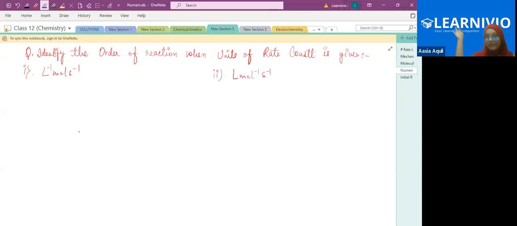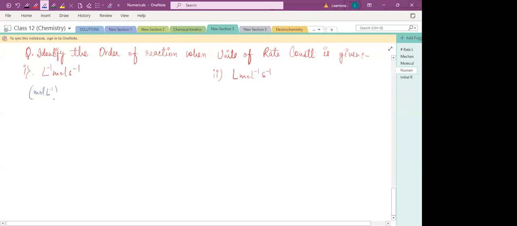Because rate is nothing, it's the change in concentration with respect to time, right? And the concentration unit is mole per liter, and with respect to time, it's second. So that's why mole per liter per second. What is the unit of rate constant? So see, we know the general unit is mole per liter to the power 1 minus n per second.